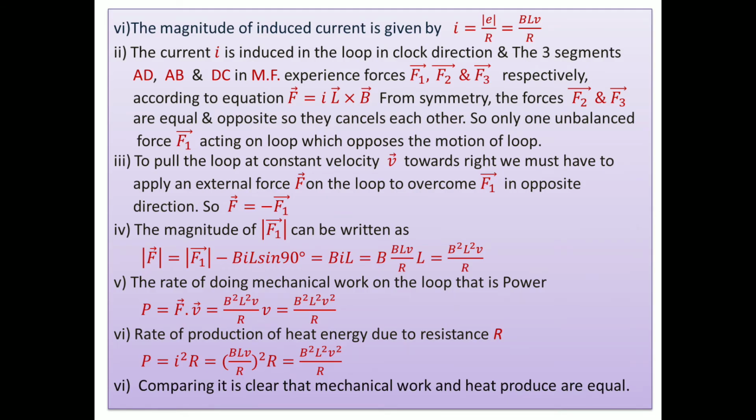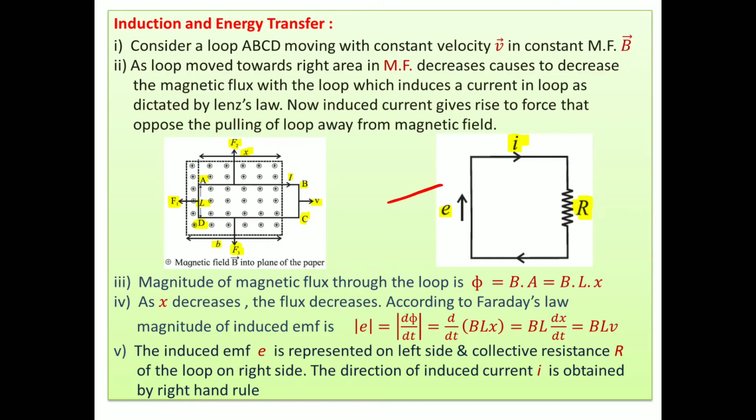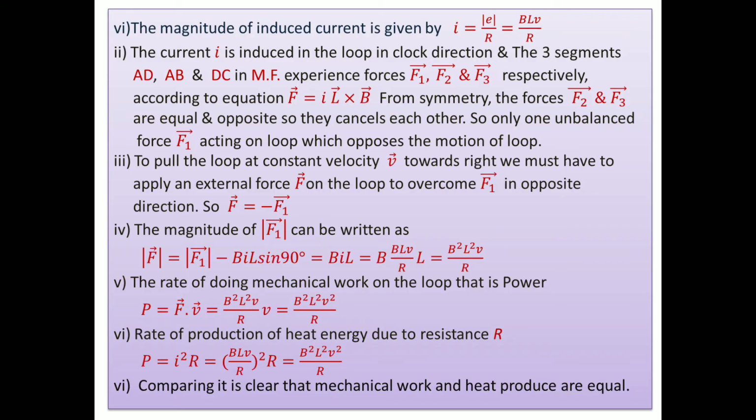The magnitude of the induced EMF is BLV, E equal to BLV. So, the current is taken by Ohm's law, I equal to the magnitude of the EMF divided by R. So, BLV upon R. The current I is induced in the loop in a clockwise direction.